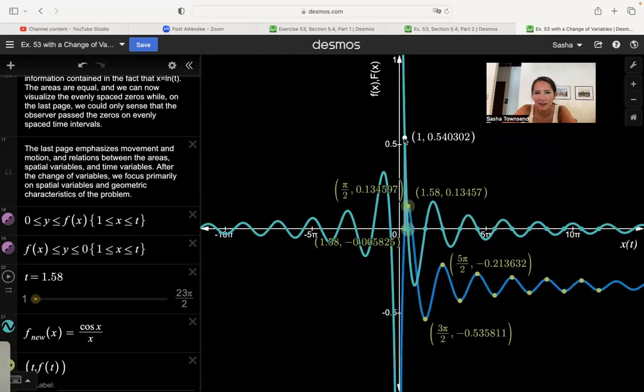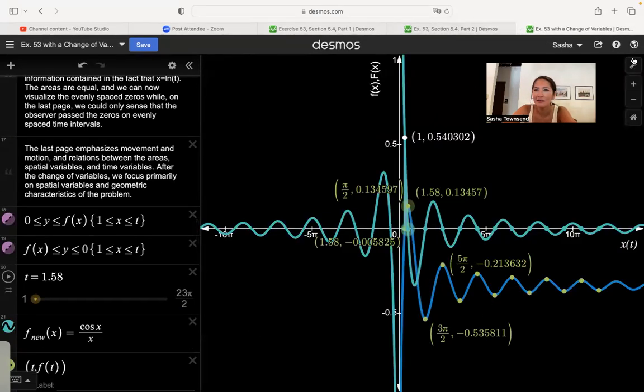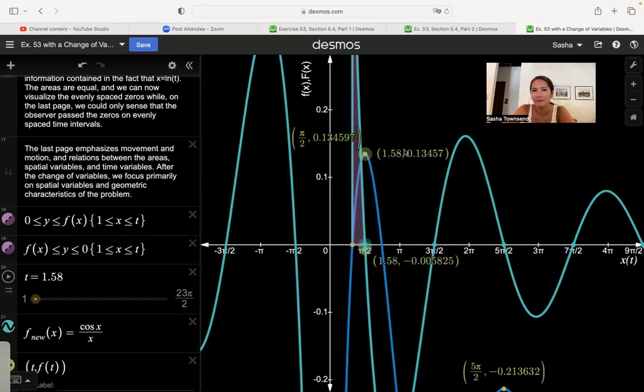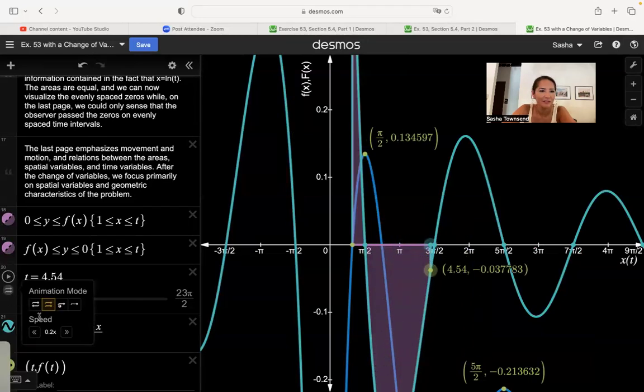And the y value there at x equals 1 is 0.54. If we look at the corresponding y value over here, we have a y value of 0.54. As we integrate from 0 to natural log of pi over 2, the area achieves a maximum of 0.1346. If we go over here, that area still achieves a maximum of approximately 0.1346. And then as we let t increase, I think I want to slow it down just a little bit.